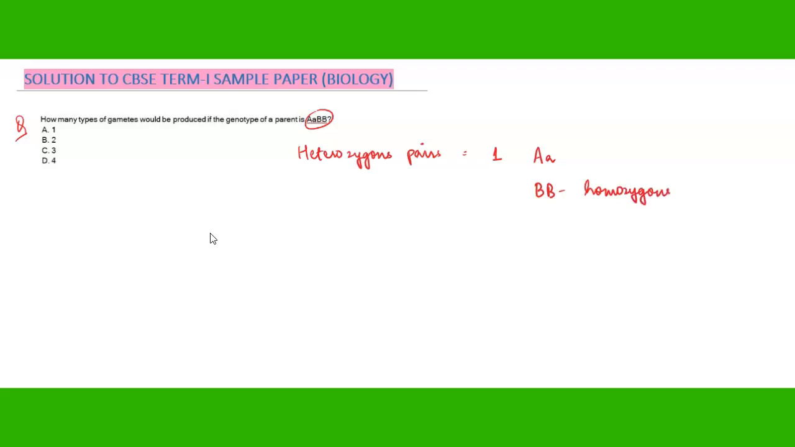And the formula to calculate number of gametes is 2 to the power n, where n is the number of heterozygous pairs. So simple, if you put the value of n here, it will become 2 raised to the power 1. That means 2 gametes are there. Okay, so in this question, your option B will become the right answer.